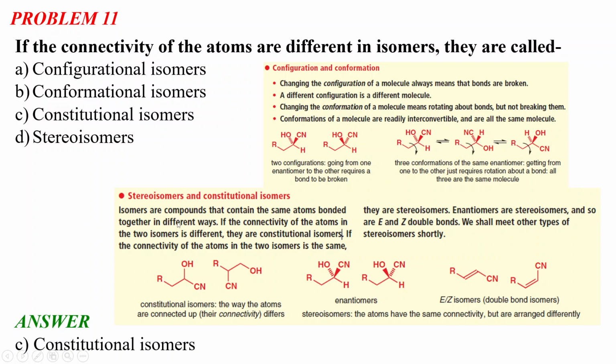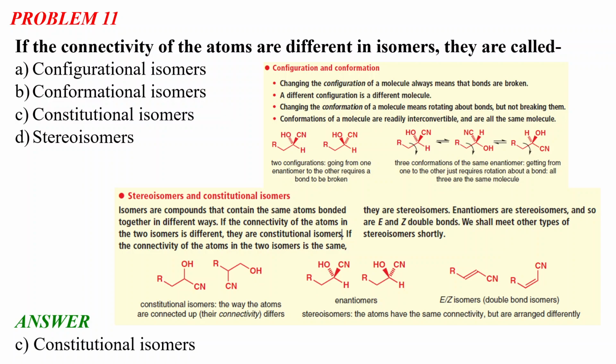Isomers are compounds that contain the same atoms bonded together in different ways. If the connectivity in the two isomers is different, they are called constitutional isomers. But if the connectivity of the atoms in the two isomers is the same, they are called stereoisomers. Enantiomers and diastereomers are stereoisomers, and these types we will see later.